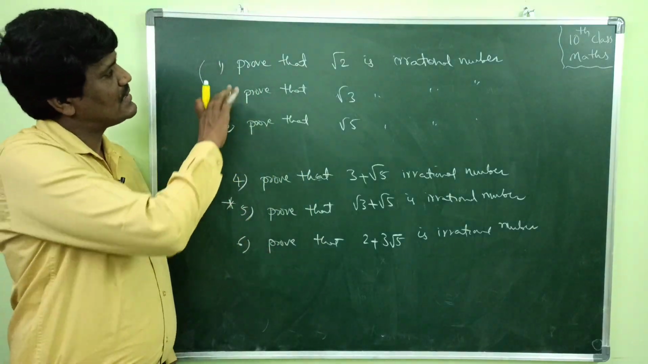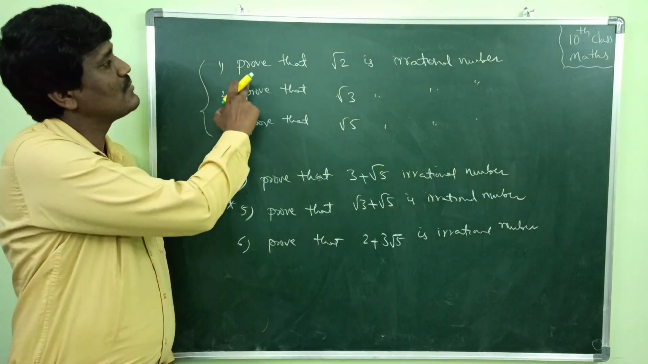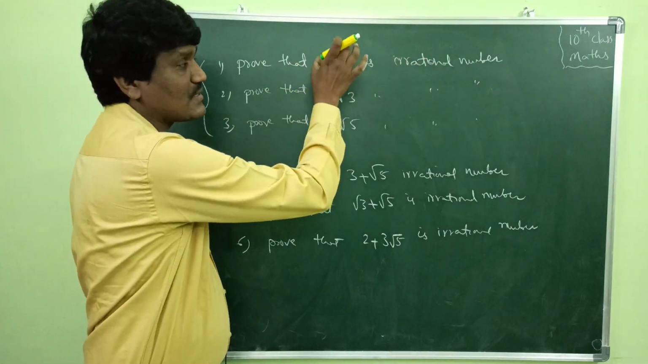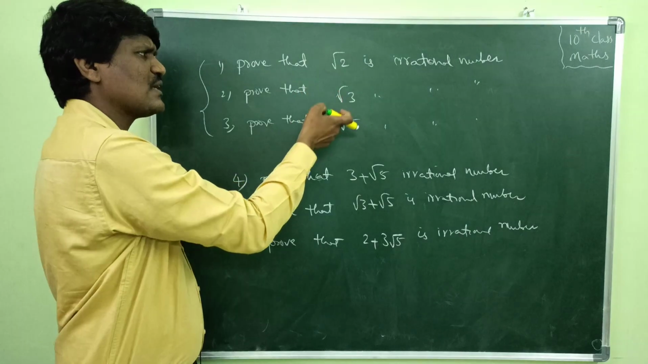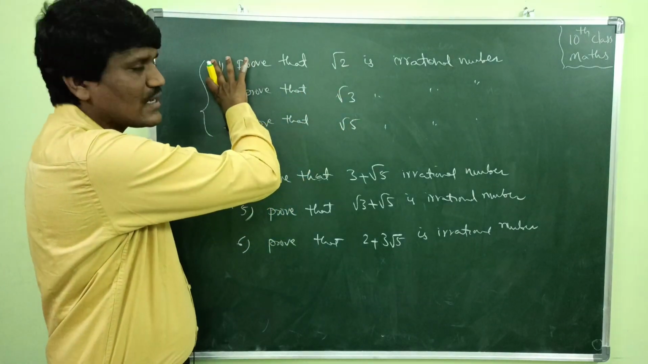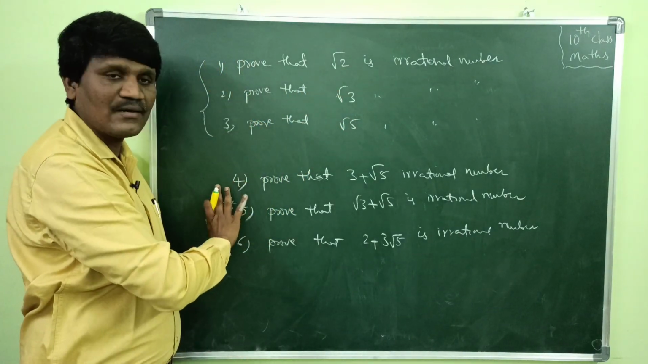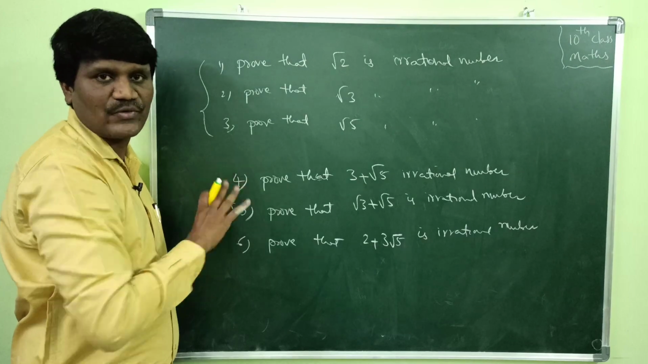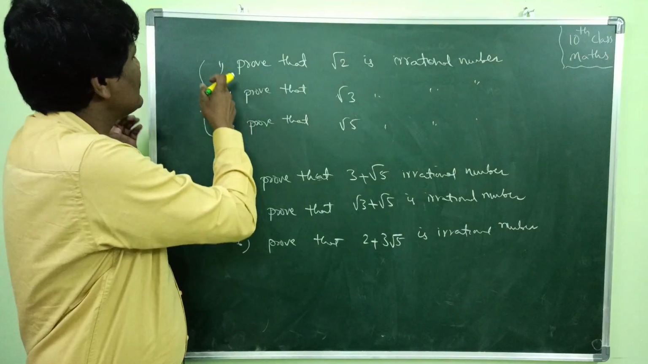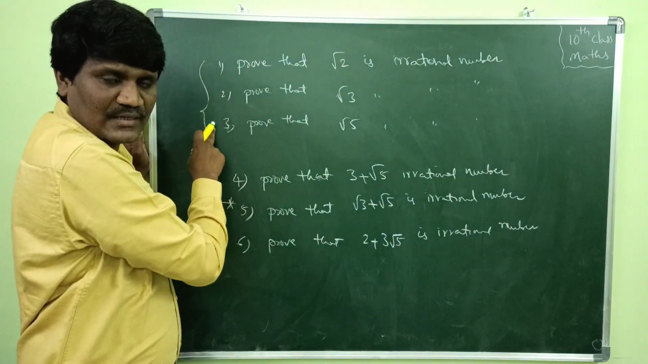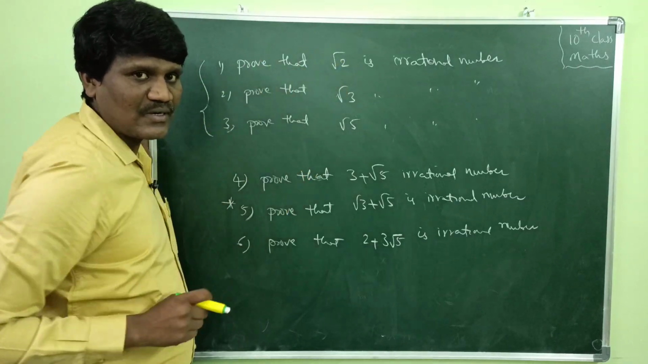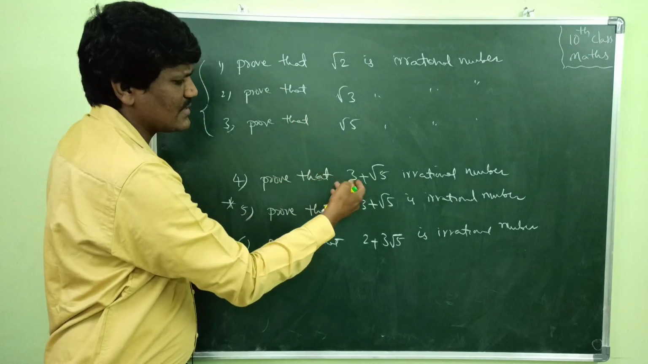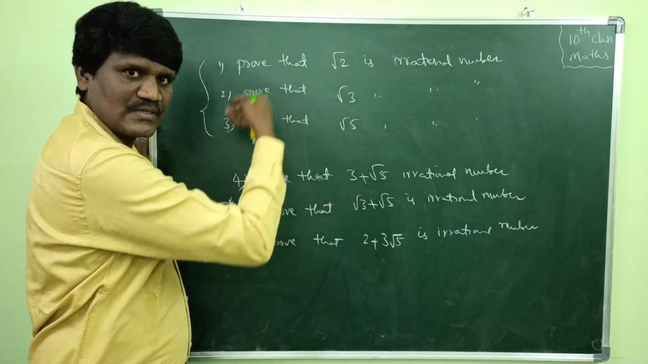Now there are 2 types of proving. One is prove that root 2 is irrational number. This is a purely irrational number, there is no rational number, or else root 3 or root 5. This is one set of proving, and there is one more type of doing. No one will ask this in the examination, but let us see how to prove root 2 is irrational number, and also let us see one example for each of these.